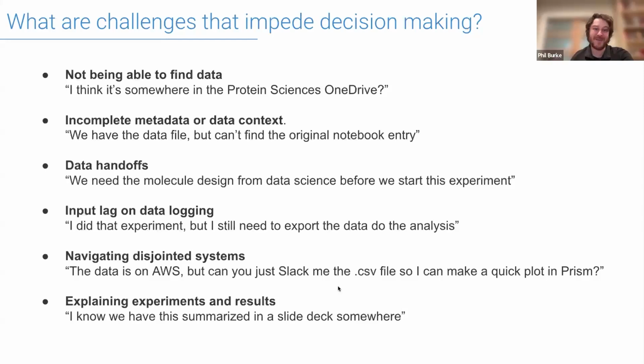And often that manifests in saying, oh man, I know we have a slide deck on this somewhere. So that's the point here, that nobody's perfect. We've all probably found ourselves saying some version of these phrases throughout the research process. And a lot of this friction really just comes down to a lack of data visibility, and a lack of structured cross-team communication.